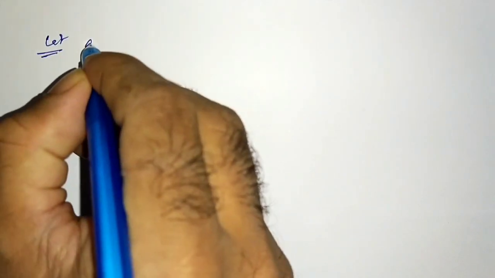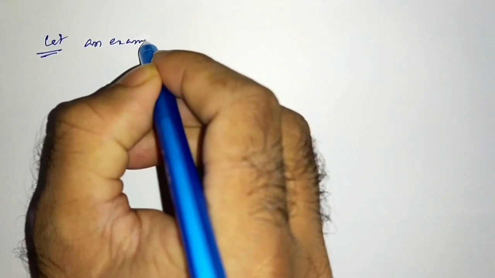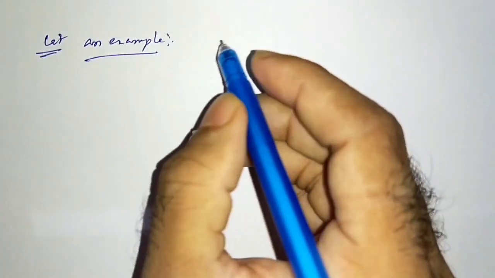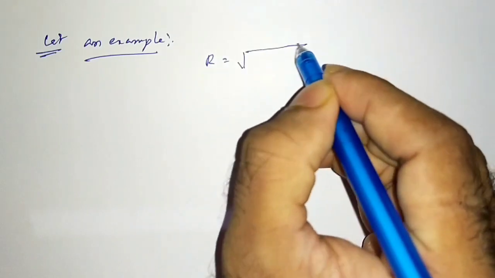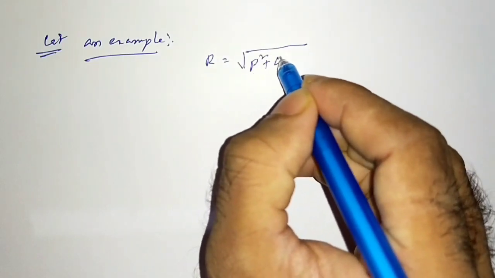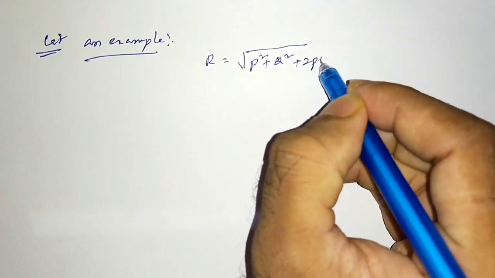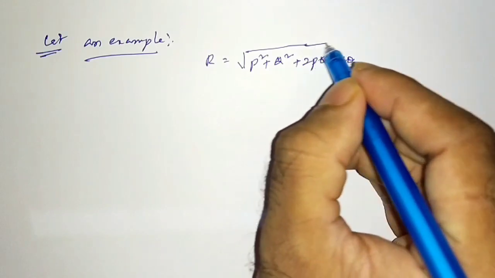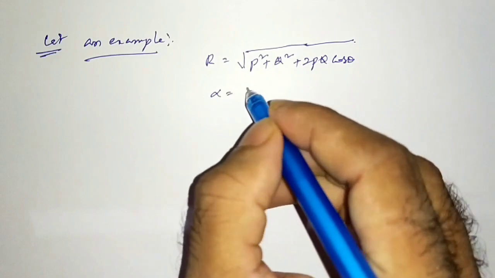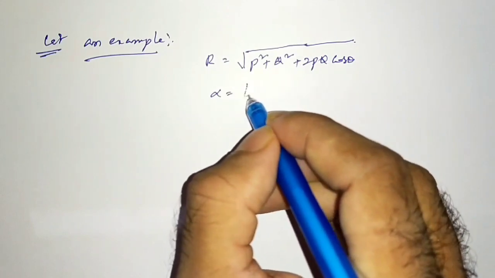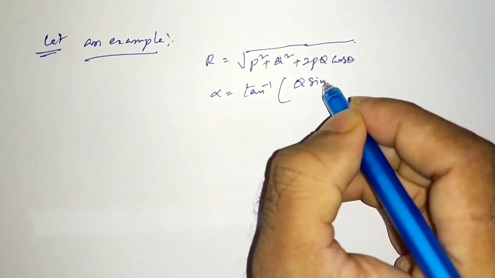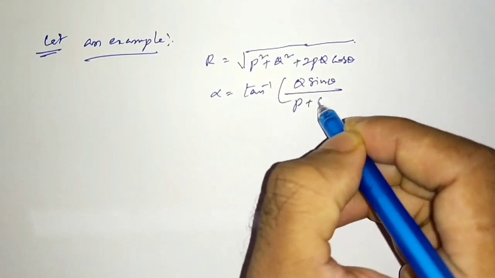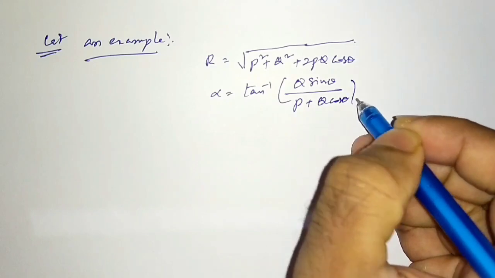Let us see an example. So we learnt the magnitude of the resultant vector is how much? Root over p square plus q square plus 2pq cos theta. And what is the angle made by the resultant vector with the vector p? That is alpha is equal to tan inverse of q sin theta by p plus q cos theta. Yes or no?